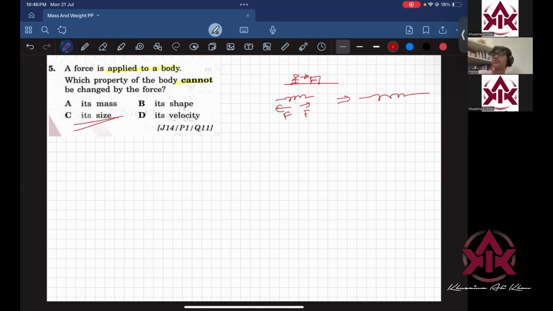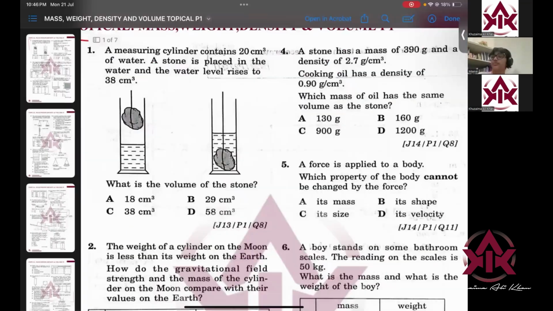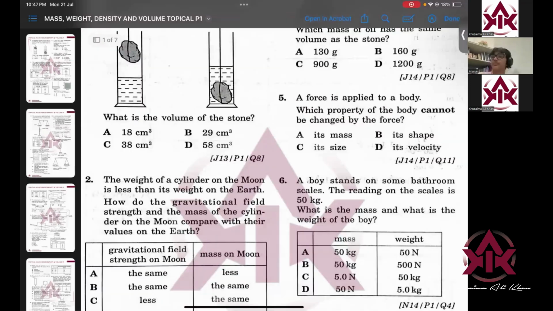What about the velocity? If you apply a force, the speed of the object can change, right? So this is not the answer, and this is not the answer here, right? You can also change the size here. You can also apply a force to change the shape of an object, right? But what you cannot change by applying a force is the mass, because the mass is always conserved because of the law of conservation of energy. Sorry, mass. Make sense?